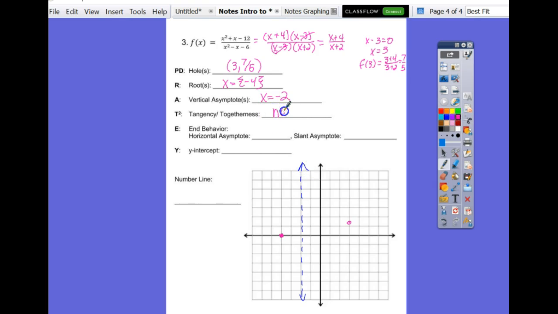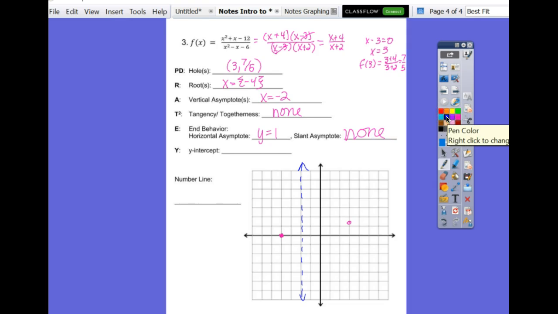I don't get any tangency or togetherness. There's no x squared left on top or bottom. Now, the horizontal or slant asymptote, is this top heavy, bottom heavy, or tied? Tied, so what does that equal? 1/1, which is 1. So I get none on the slant.